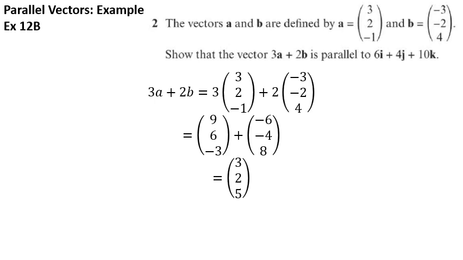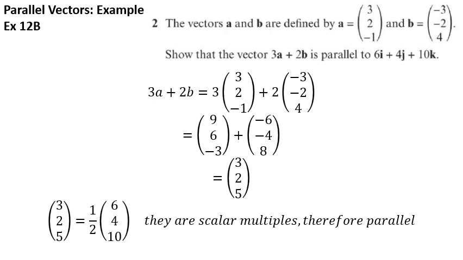Hopefully you can see fairly easily that by doubling 3, 2, 5 you get 6, 4, 10. We can write this in a couple of ways. You can write 6, 4, 10 equals 2 lots of 3, 2, 5, or as I've done, 3, 2, 5 equals half of 6, 4, 10. They're scalar multiples of one another, therefore they are parallel.